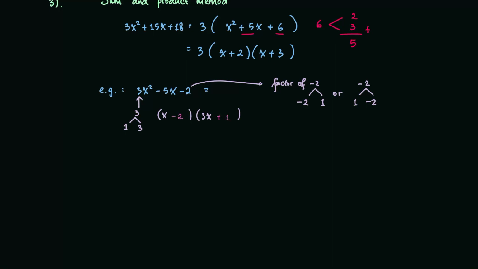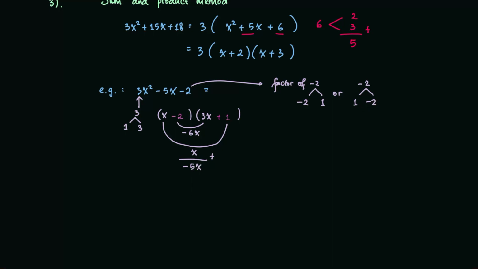I can actually check this result. Let me multiply the inner part: -2 times 3x gives me -6x. Then I multiply the outer part, which is just x. If you add these two together, -6x plus x, I get -5x, which is the same as this middle term. This is what we want to find, so we don't have to check the other possibilities.